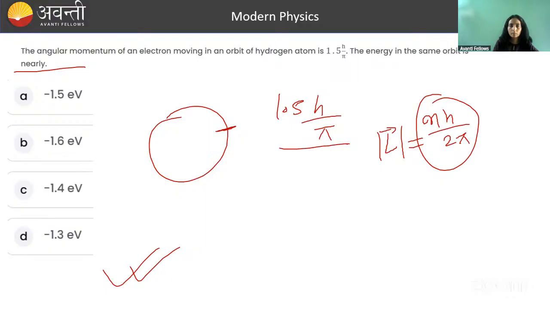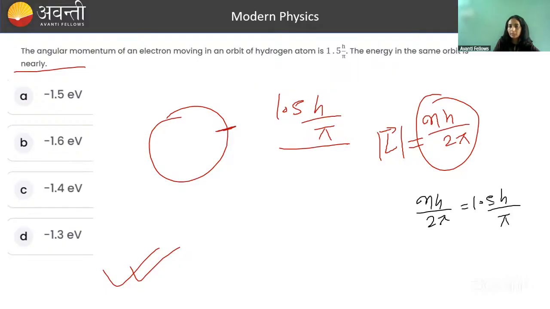Okay. राजू, एक बार और ध्यान से देखो. Okay, now I will end the poll. तुम लोग ऐसे चेक करो ना, angular momentum 1.5 h by pi दिया है. Let's calculate the number of orbit. So angular momentum का formula मैंने क्या बताया? nh by 2 pi and this is equal to 1.5 h by pi.